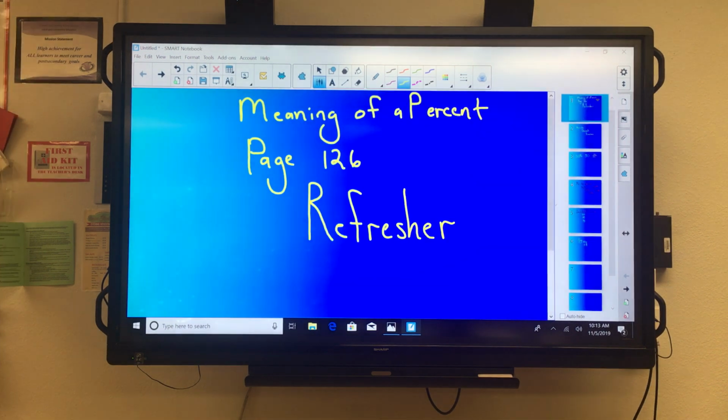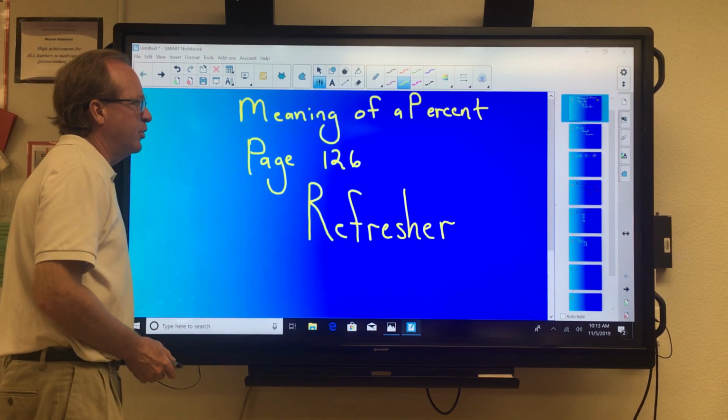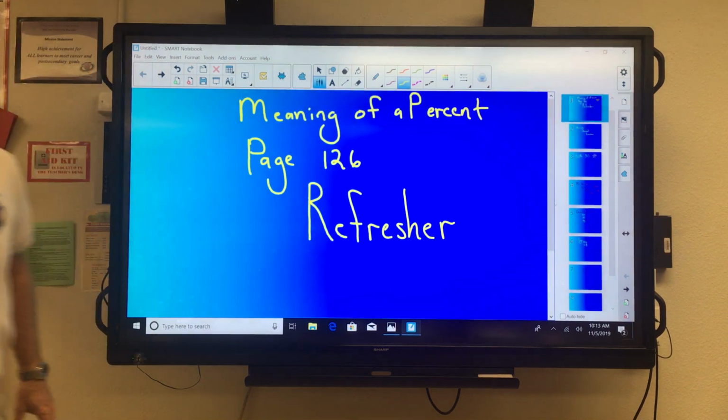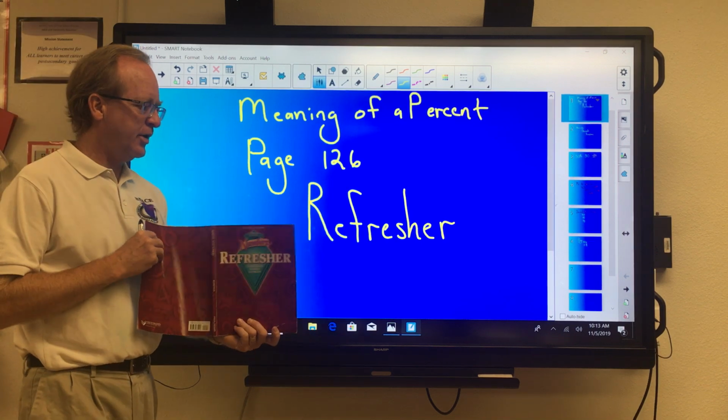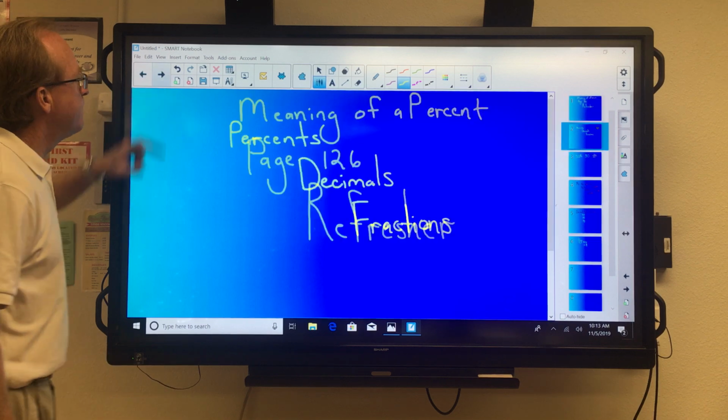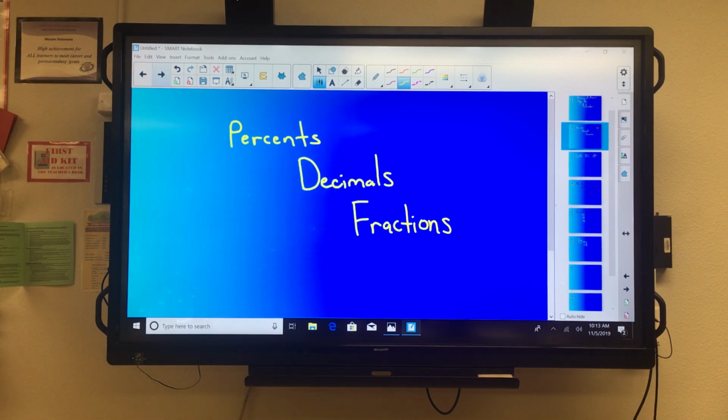Okay, we're going to be working on page 126 of your refresher book. This is the red book, this guy. So just want to remind you that we're going to be working in this book and not the Tape Success book. So today we're looking at percents, decimals, and fractions.